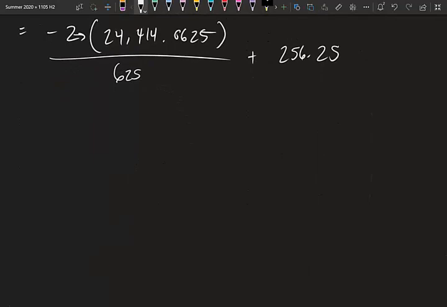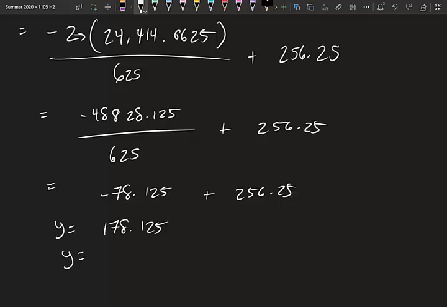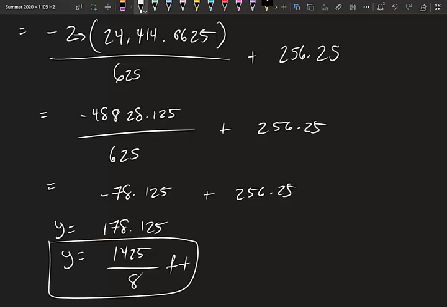Multiply straight across. So I have -2 times 24,414.0625, so that's -48,828.125 over 625 plus 256.25. Divide the fraction, so that's -78.125 plus 256.25, and we get y equals 178.125. I can turn that into a fraction by hitting math, enter, enter, and I get 1425 over 8 feet. So the maximum height is 178.125, or 1425 over 8 feet.